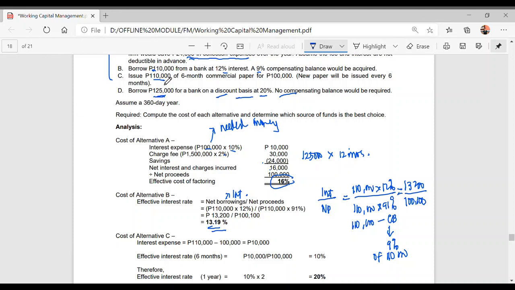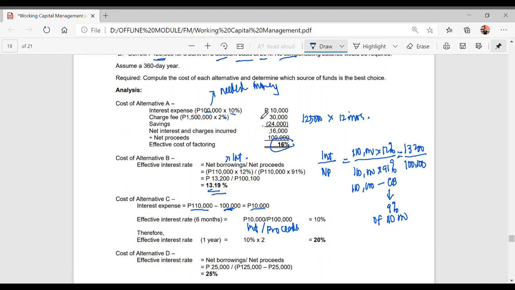Next, for letter C, you are going to issue a commercial paper for 110,000. That's 6 months and it will be issued every 6 months. So how much is the amount? That would be 110 minus the face amount of the commercial paper. The interest for 6 months is 10,000. To get the effective rate, that would be interest over the proceeds. Our net proceeds here is 100,000, which is what we actually borrowed. So that's 10%. And since we're going to get the annual rate here, 10% times 2, that's 20%.